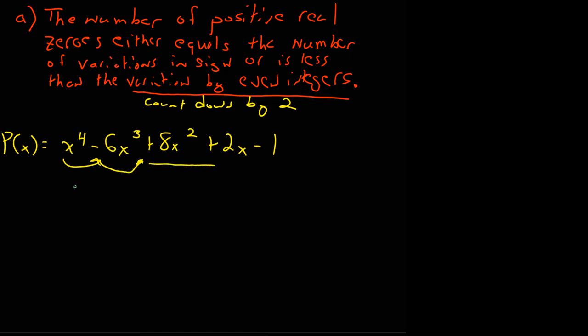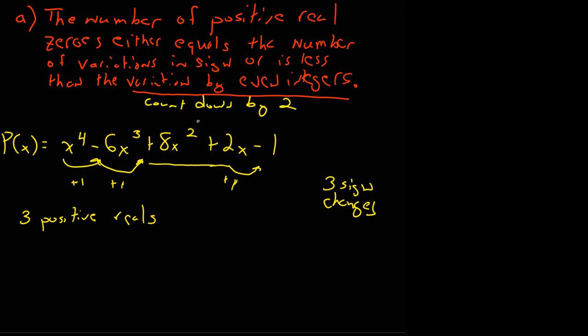I stay the same, and I change to negative. So there's 1 more. So sign changes, sign changes, sign stays the same, sign changes. I count up the changes. There are 3 sign changes. Well, that means there are 3 positive real roots, or I got to count down by 2, 1 positive real root. I'm either going to have 3 or 1.